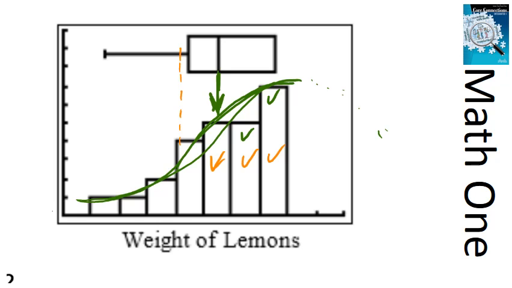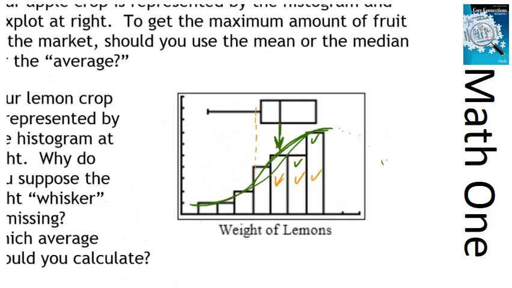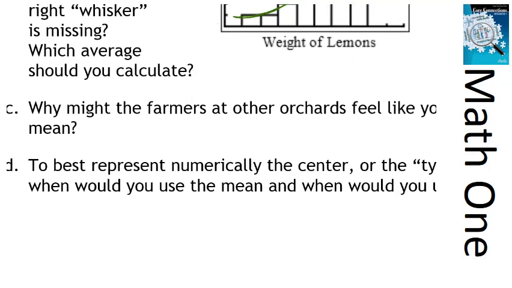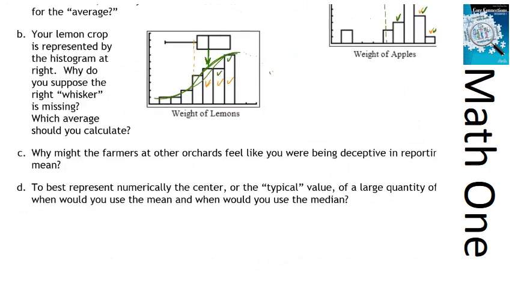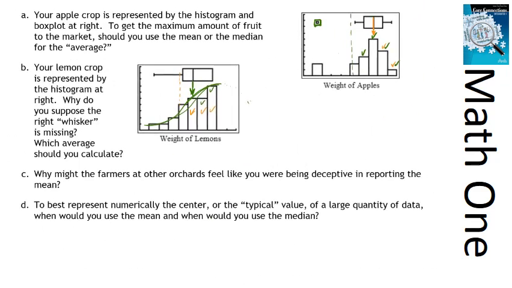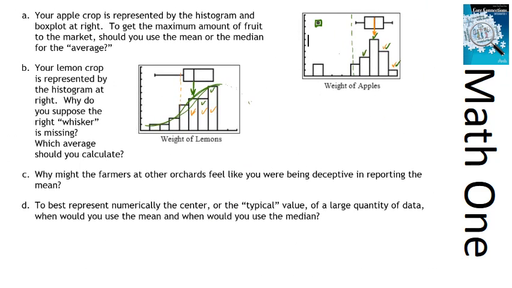And the same thing for this. If your data is skewed, the fact that it's skewed off to the left like that's probably pulling the mean down from where the median is. So if you've got a skewed data set, or a data set with outliers, probably you want to be looking at the median instead. And in fact, the question B, I think I just kind of answered that, so you might want to rewind it and think about that. But it says to best represent numerically the center or typical value of a large quantity of data, when would you use the mean and when would you use the median? So some things to consider there in terms of outliers and skewed data sets.